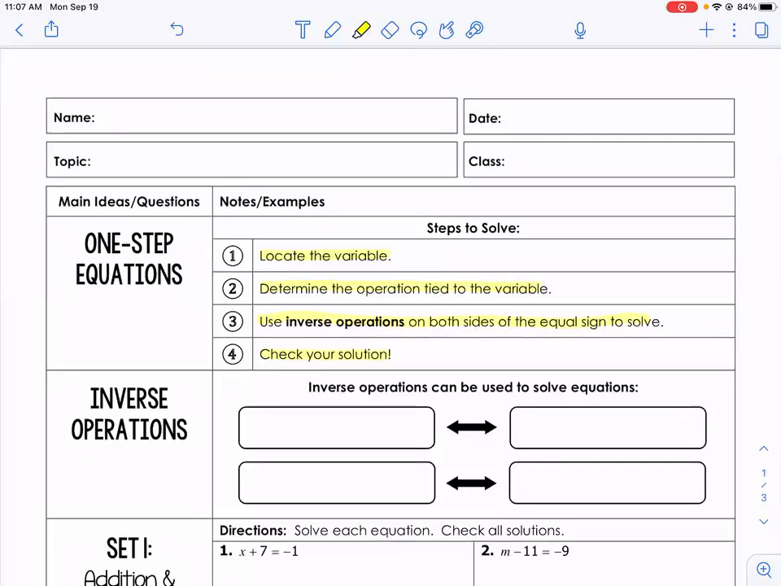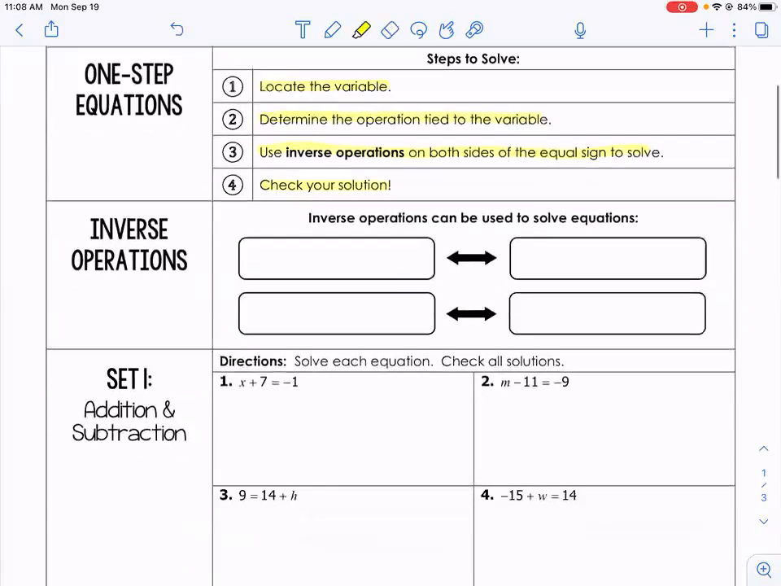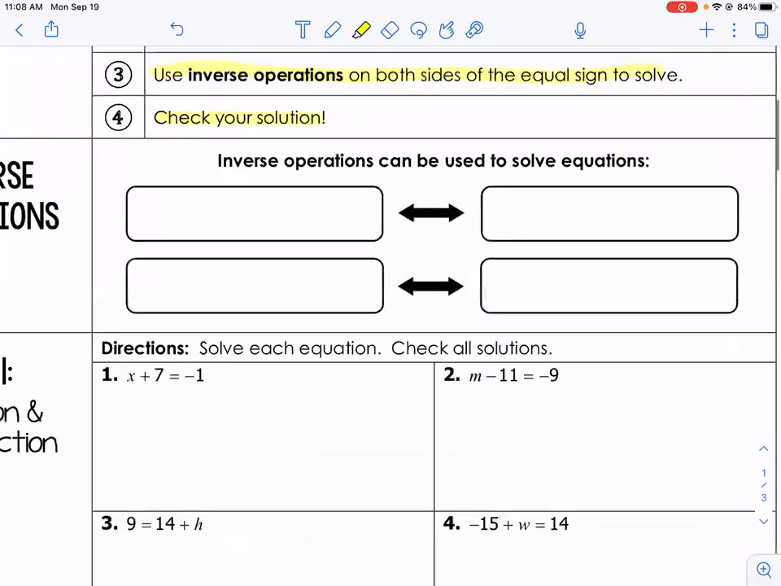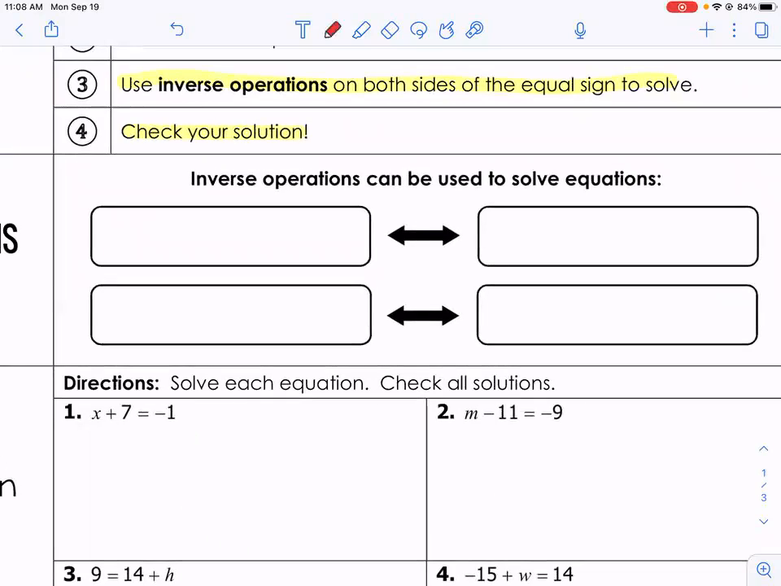Now today we're going to focus on only two of these four boxes right here. So let me ask you this question. What is the inverse operation of addition? Subtraction. Okay, I'm going to let you write it down and then I'm going to tell you what we're going to do with it.